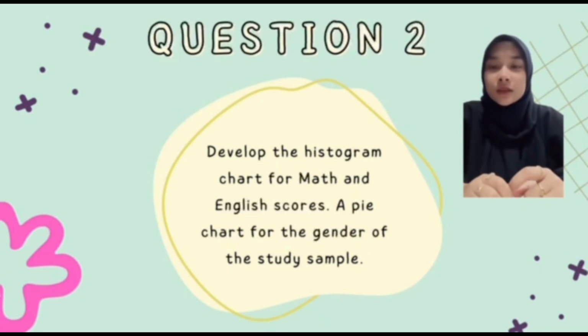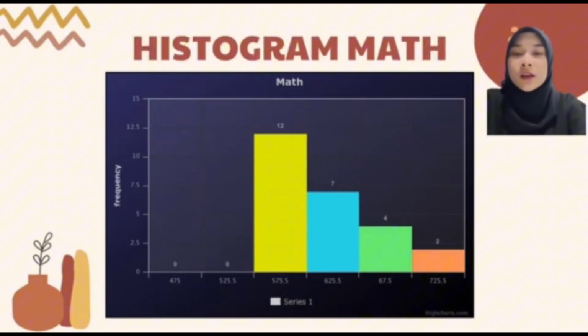So, this is the second question. The question is, develop the histogram chart for math and English score. Also, develop a pie chart for the gender of the study samples. This is the histogram for math score.